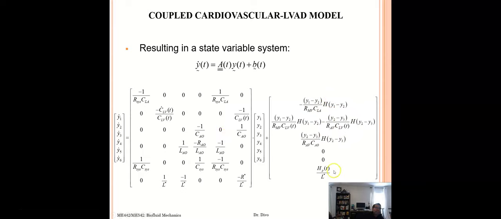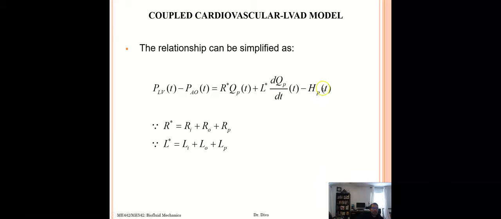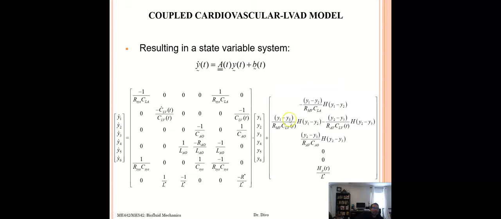Okay. Now we have an additional term on the right-hand side vector, which is this. Now we have an external source, which is the head gain provided by the LVAD, provided by the pump, divided by the inductance of the pump itself. That came directly out of this equation, right? So when we take that equation and isolate dQ/dt on the left-hand side, on the right-hand side we have a collection of state variables, PLV, PAO, QP, multiplying corresponding coefficients, and we'll also have HP positive divided by L star on the right-hand side. And that actually remains on the right-hand side vector of independent terms.